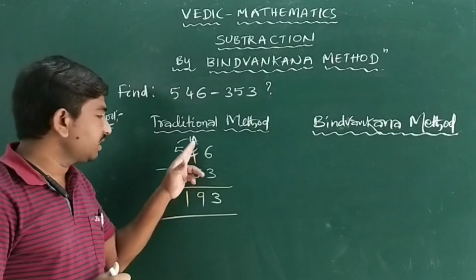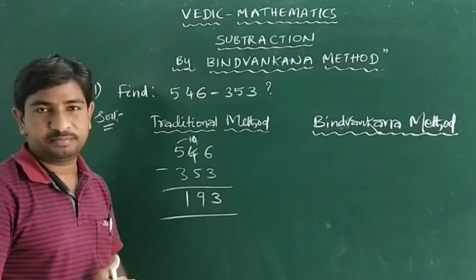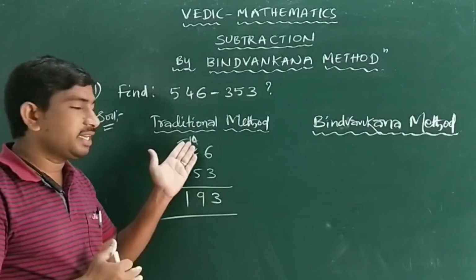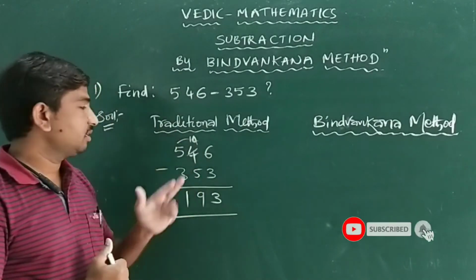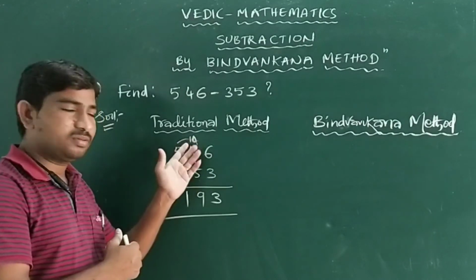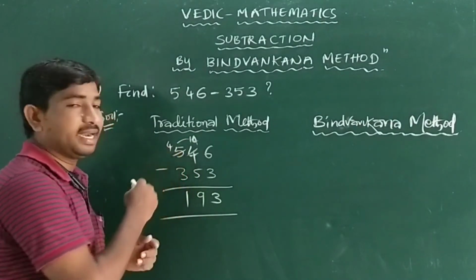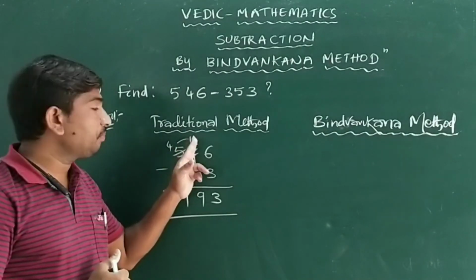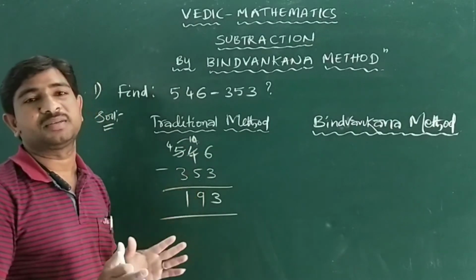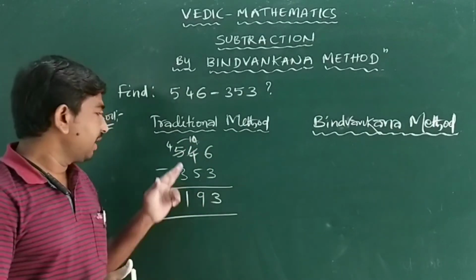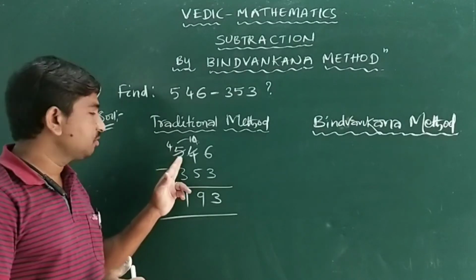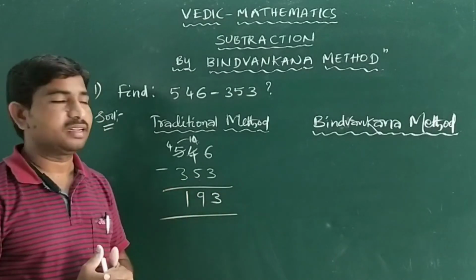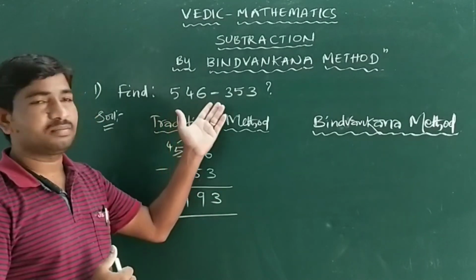But here in the tens place, 4 is smaller than 5. In this case, we have to borrow 10 from the preceding number, so it becomes 10 plus 4, 14. When we borrow, the 5 reduces to 4 immediately. You have to understand this. 14 minus 5 is now possible. 14 minus 5 is 9. Then 5 is reduced to 4, so 4 minus 3 is equal to 1. This is the final answer when subtracting 546 minus 353.